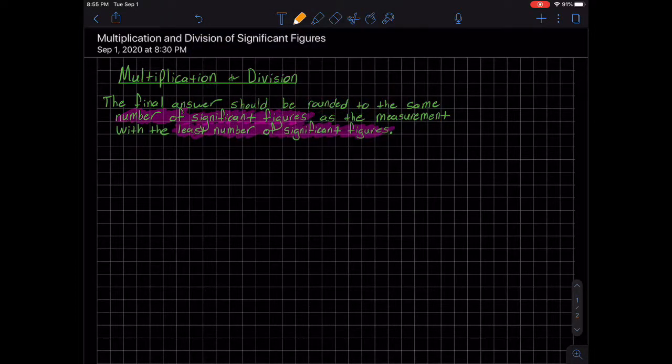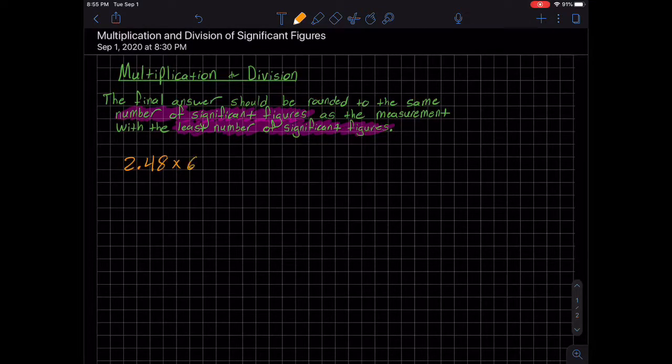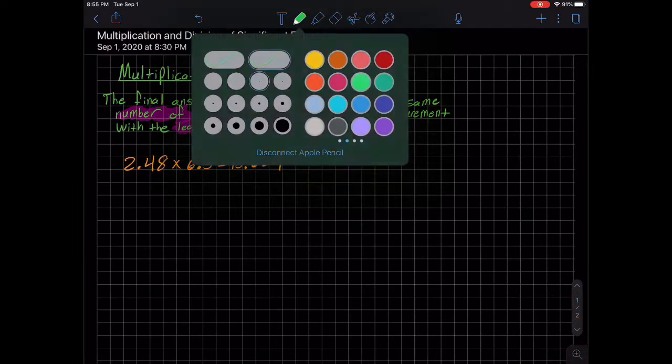Let's begin with multiplication. We're just going to look at that. So let's take, for example, the number 2.48, and we're going to multiply that by 6.3. When you plug that into the calculator, you get 15.624. So now we have to look at the total number of sig figs.